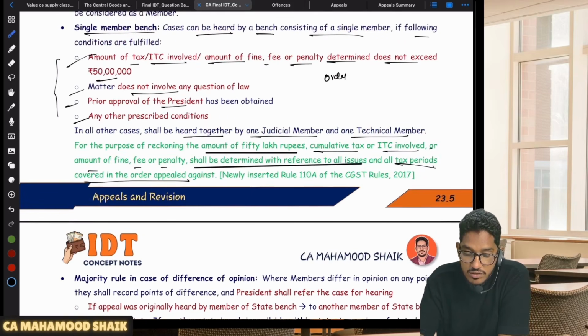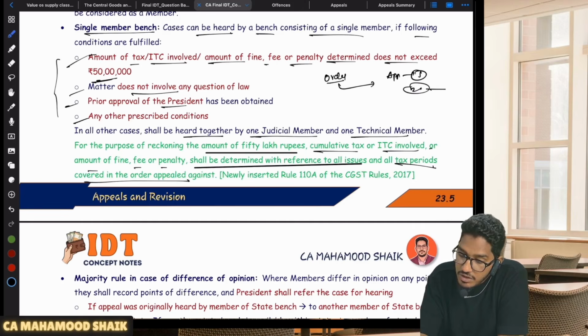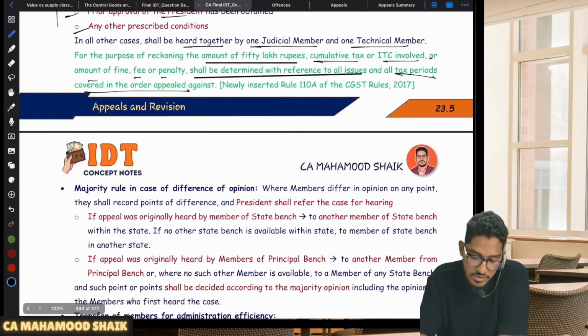Now, in that order, whatever case it is, you have to consider if there are multiple issues involved, multiple taxable periods. Let us say, for example, an appeal may be relating to 5 years. For all the 5 years, the amount put together should be 50 lakh rupees, not for each year. There might be some 20 issues in that appeal. For all the issues put together, you have to consider the limit of 50 lakh rupees. So that's what they say.